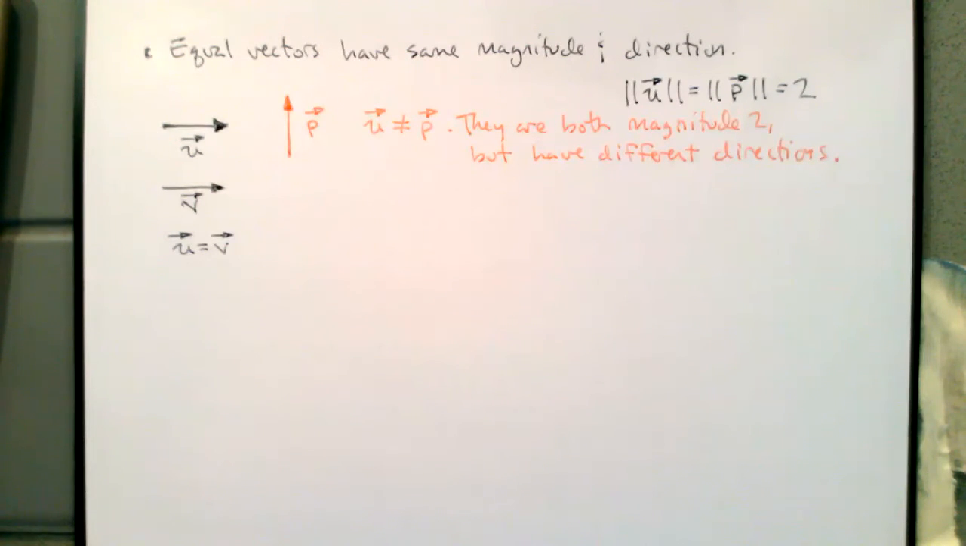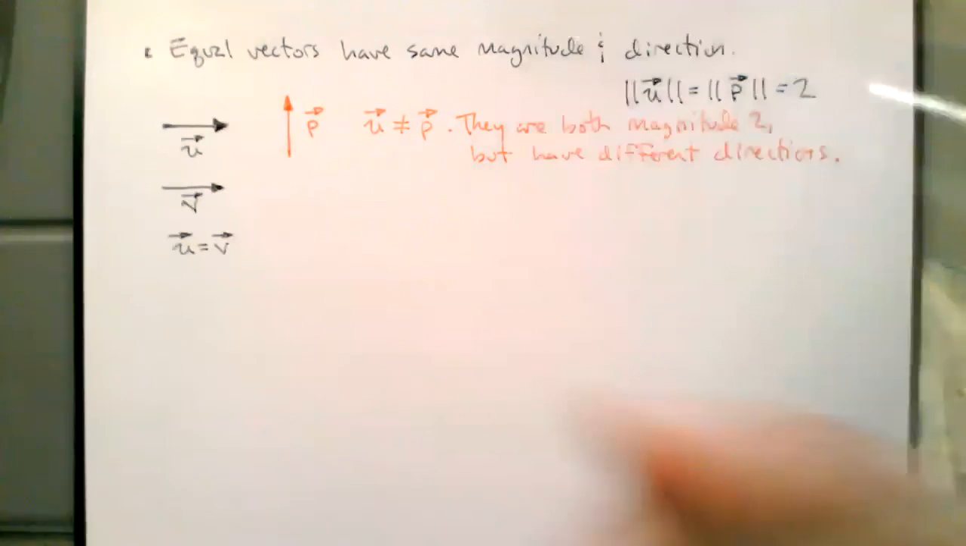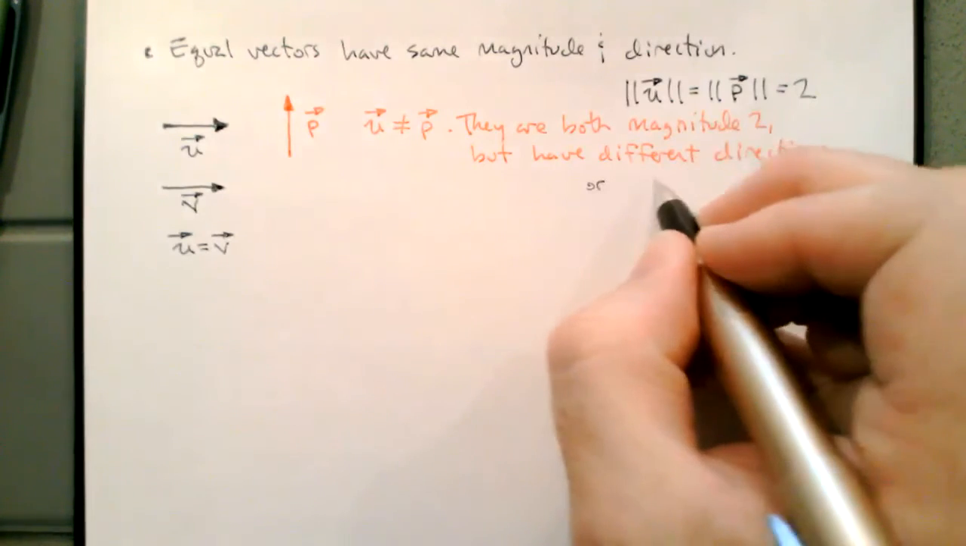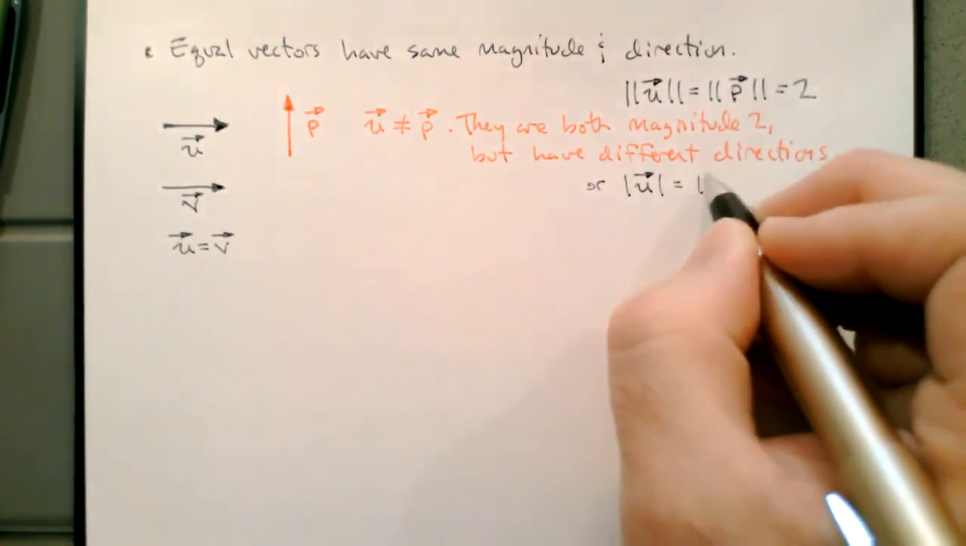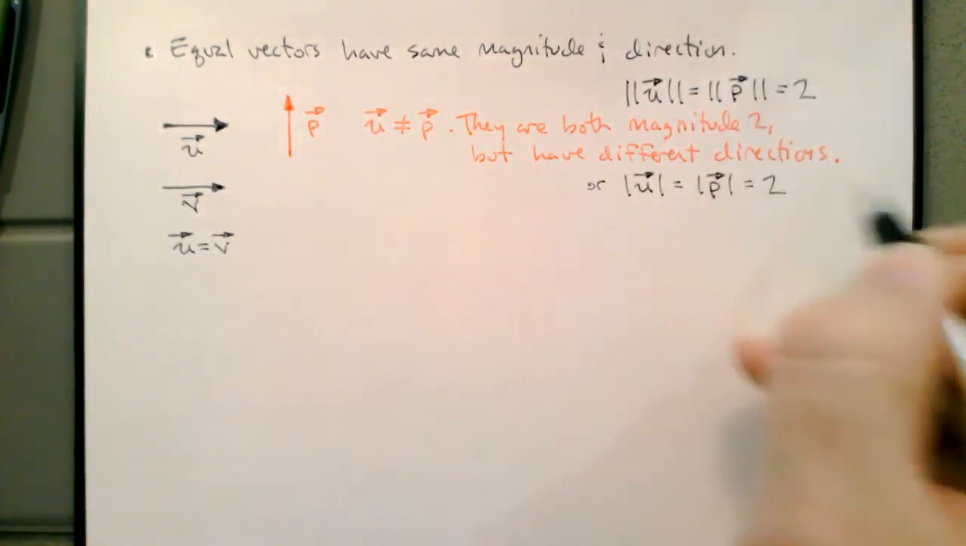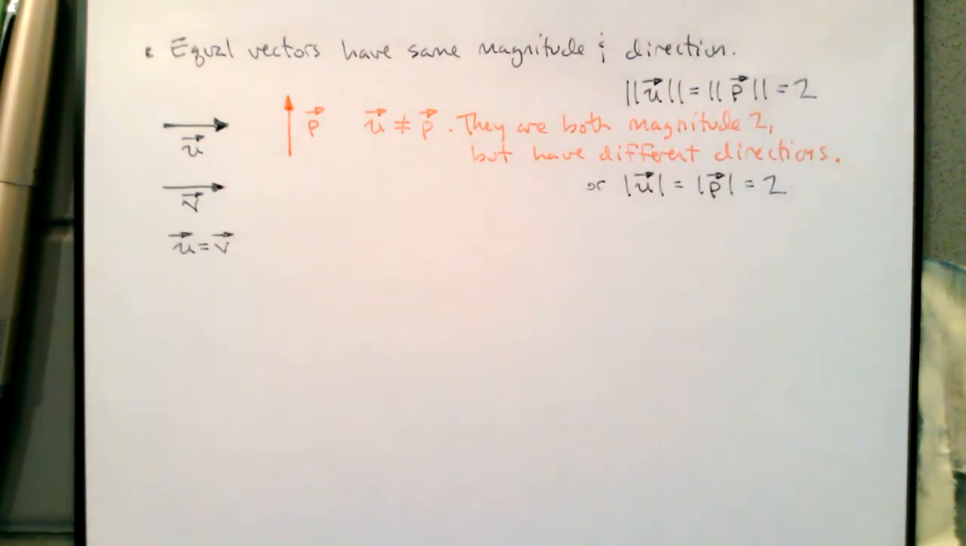Sometimes you'll see just one absolute value. So sometimes we use absolute value on a vector to indicate magnitude. That makes sense because the absolute value of a number is the magnitude of the number, and we ignore the positive and negative parts, which in some sense is a direction. So the magnitude of u and the magnitude of p are equal, but they have different directions.